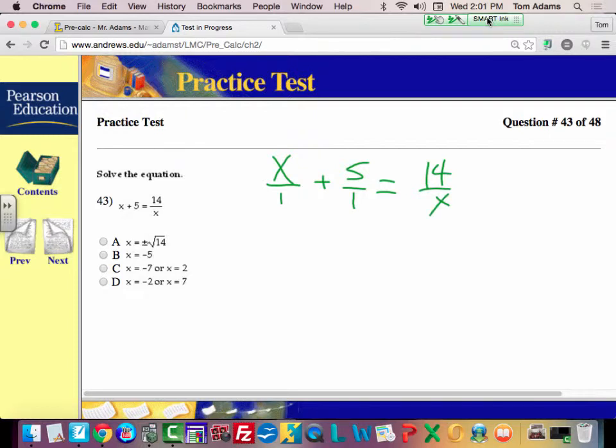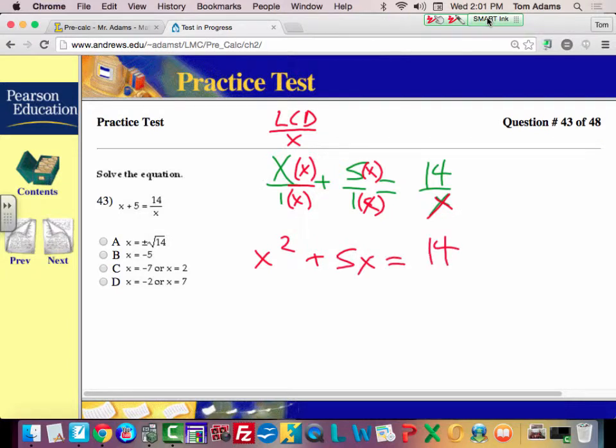X. What is this one missing? X. Oops, this is missing an x. So if I multiply the bottom, in other words, my lowest common denominator is x. To make 1 equal x, I multiply the bottom by x, but whatever I do on the bottom, you have to do on the top. I gotta do the same thing here. And then this one already has an x, so I don't need to multiply. So when I'm done, I get x squared plus 5x is equal to 14, all over x squared.